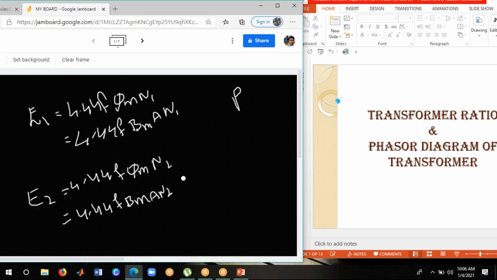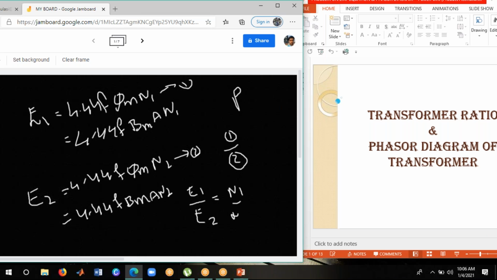Now we need to form the transformation ratio by using these two equations. So let's consider them as equation 1 and equation 2, right? Now if you apply division, that is 1 divided by 2, what will you get? E1 by E2 equals N1 by N2. Right. E1 by E2 equals N1 by N2.